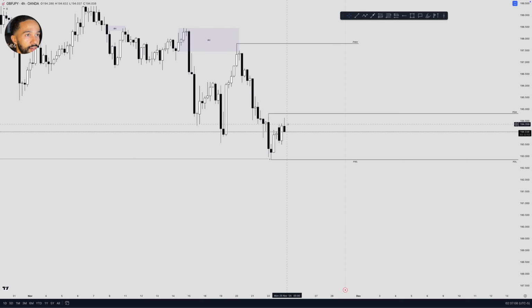Maybe we go higher. Maybe we take out this previous daily high or come up into this imbalance with order block zone here in a premium. So keep my eye out for that. But the structure is bearish and we have a resistance to deal with first at the moment. So let's go down to the hourly. Let's see what that looks like for us.